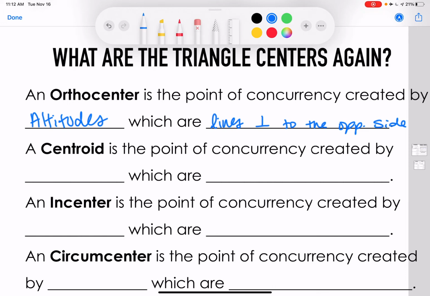All right. Now, a centroid, okay, that is a point of concurrency created by medians. This is crazy monkeys. And medians, remember, they're going from the vertex to the midpoint of the other side, creating two congruent parts. Now, it doesn't matter at what angle. So we could even think back to chapter 1 and call them segment bisectors of the opposite side.